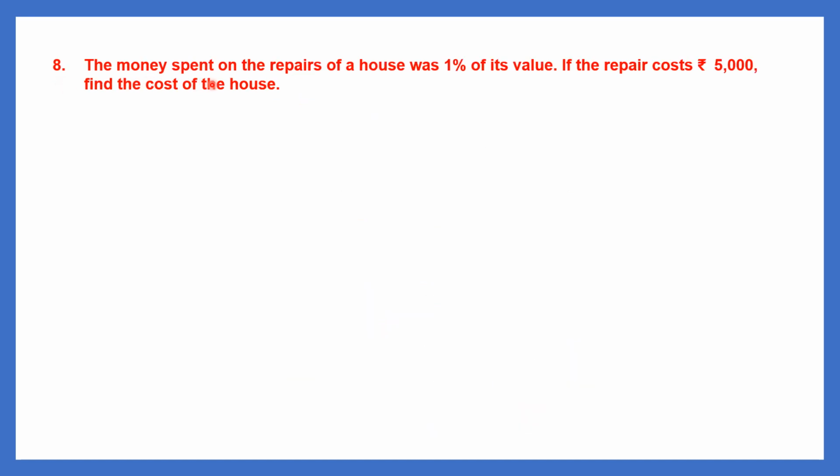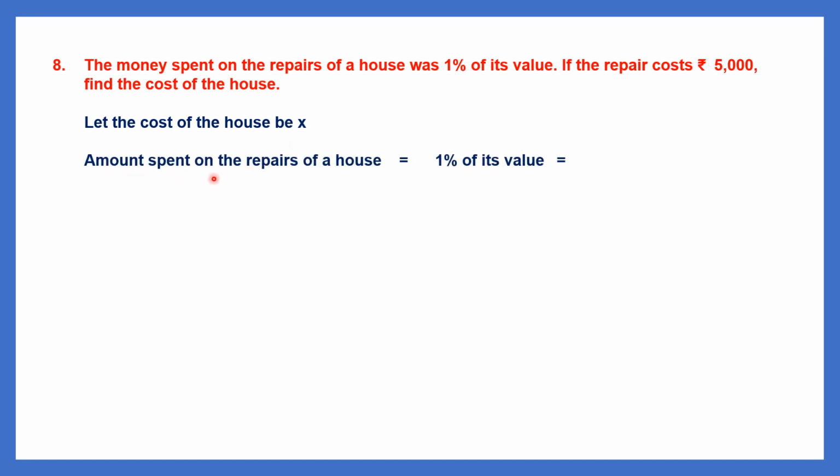Question 8. The money spent on the repairs of a house was 1% of its value, of the value of the house or the cost of the house. If the repair costs 5,000 rupees, find the cost of the house. That means the money that is spent on repairs is 5,000 and that was 1% of the value of the house. So now we have to find the cost of the house. So let's say that the cost of the house be x and the amount spent on the repairs is 1% of its value. Isn't it? The amount spent on the repairs of the house is 1% of its value and that amount is 5,000 rupees. So that is 5,000 rupees.